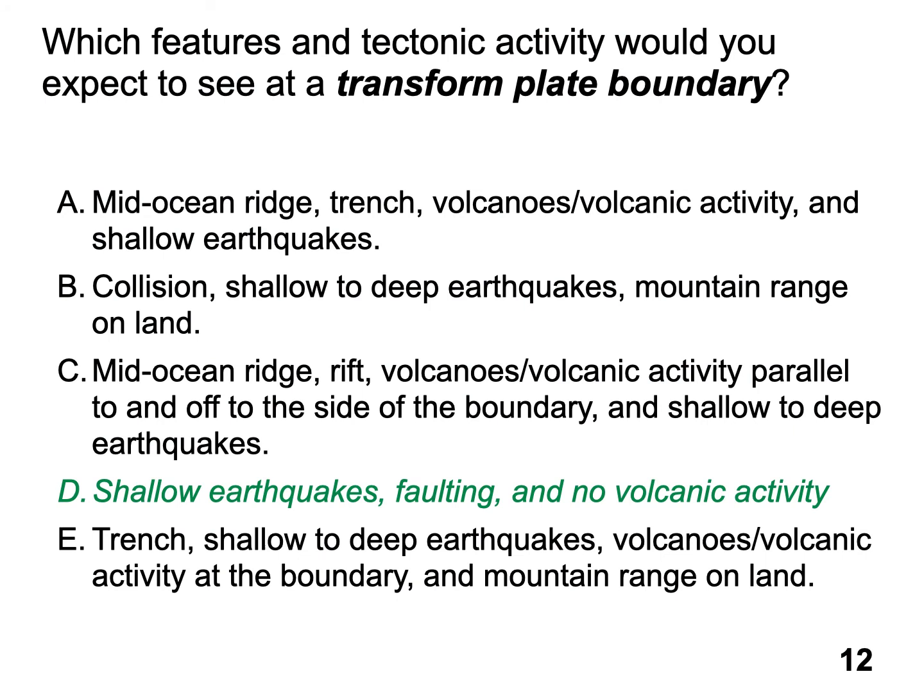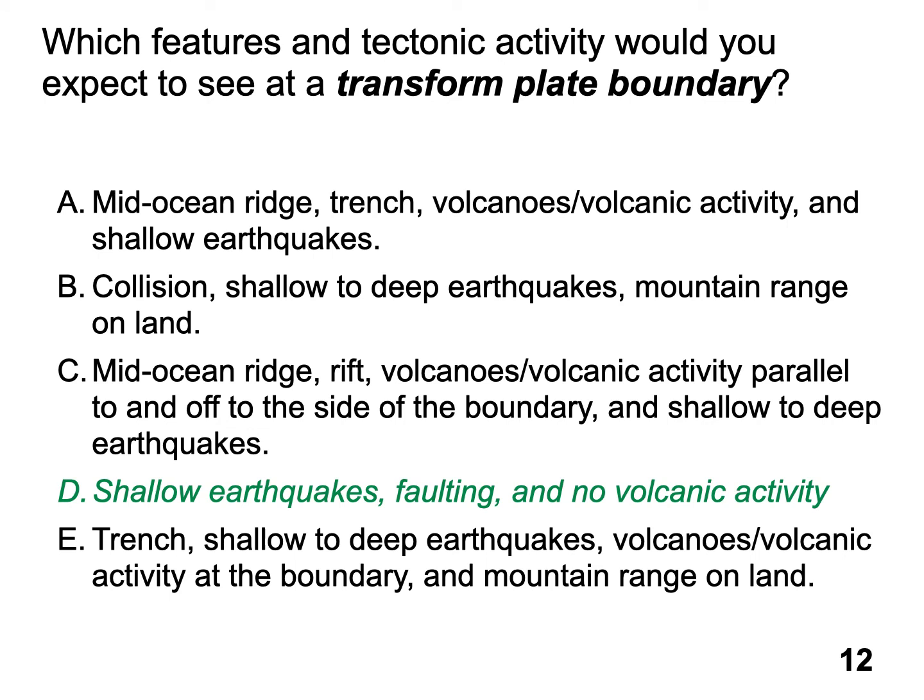The best combination of features that would match what we know about transform plate boundaries would be D, shallow earthquakes, faulting, and no volcanic activity. So how about A? What's wrong with A? Mid-ocean ridge, that's associated with divergent plate boundaries. Trench, associated with convergent plate boundaries. Volcanoes, volcanic activity are associated with either of these two boundaries, but not transform boundaries. Shallow earthquakes can occur at any kind of plate boundary, so that doesn't end up being helpful.